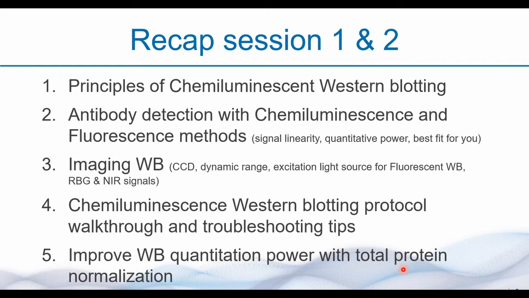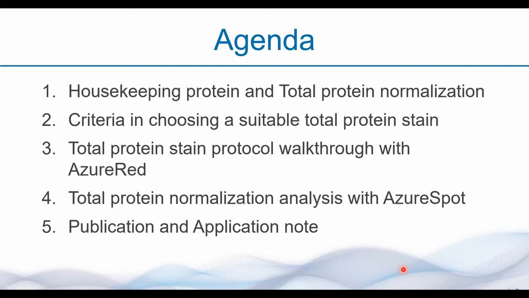Today, we will go in depth into total protein normalization. Okay, so this is our agenda for this session. Firstly, we will talk about total protein, housekeeping protein, and total protein normalization. Then next, if you want to go for total protein normalization, what are the criteria you need to choose? You need to choose suitable total protein stains that fit into your own protocol. Then we walk through a total protein stain protocol with Azure Red, which is a total protein stain we have in Azure Biosystems. Then we look at how you're going to analyze the data to get your total protein normalization analysis. And finally, how you're going to publish this total protein data as a replacement to your housekeeping protein data. And also look at some application notes regarding this as well.